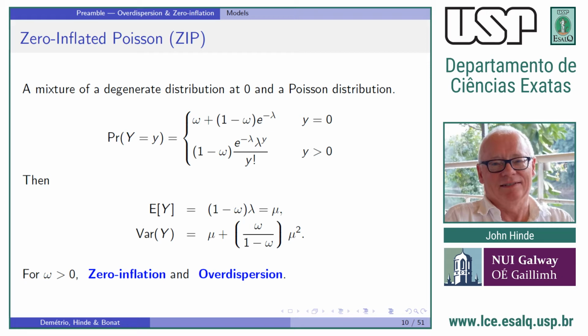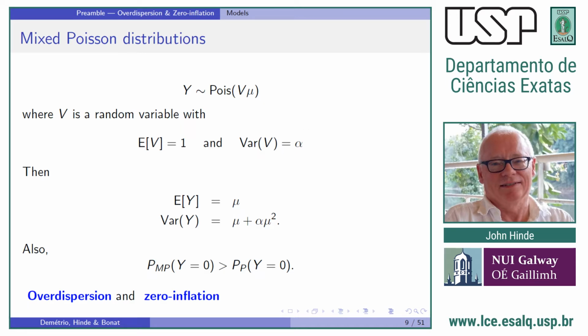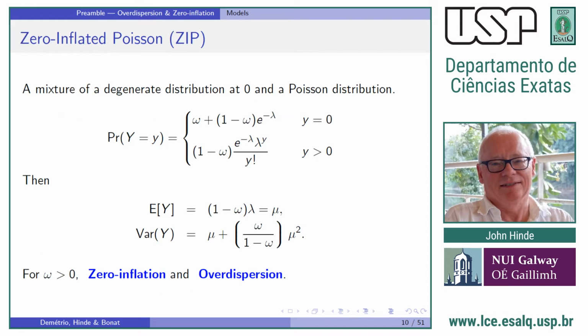When you work out the mean, it turns out to be 1 minus omega times lambda. When you work out the variance, it takes this form. And what do you see? Well, for omega bigger than 0, that's extra zeros, zero inflation. This thing will be bigger than 0. So you get over-dispersion. Well, if you think about this, this is just really a special case of this guy, where V is a mixture of 0 and lambda.